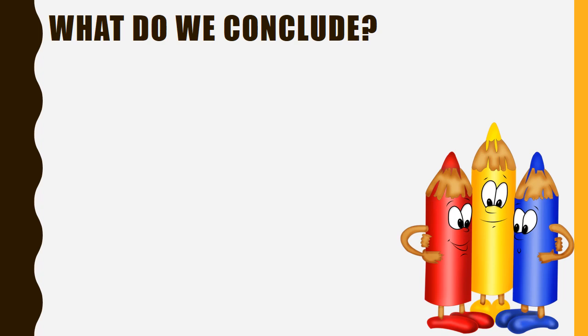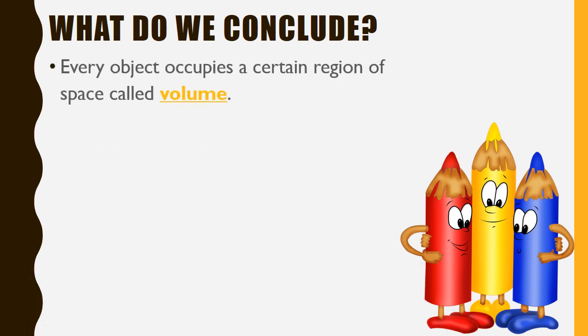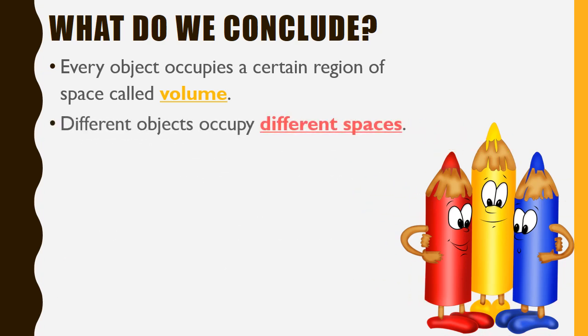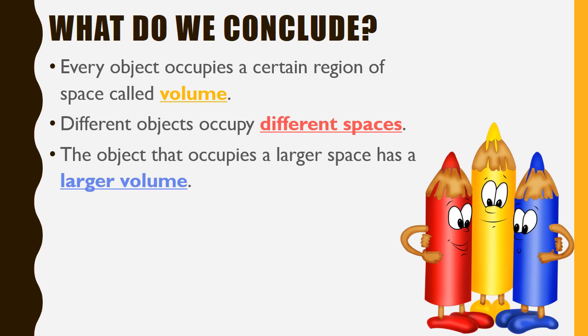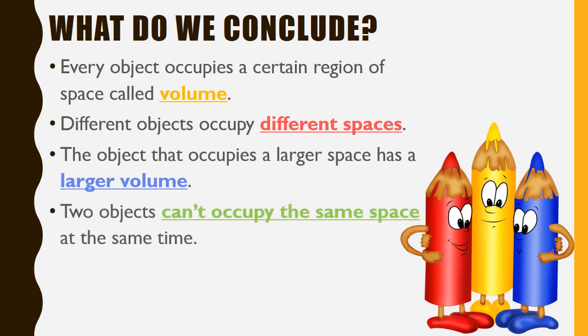So, at the end of this video, what do we conclude? What have we learned? Every object occupies a certain region of space called volume. Different objects occupy different spaces. The object that occupies a larger space has a larger volume. Two objects can't occupy the same space at the same time.